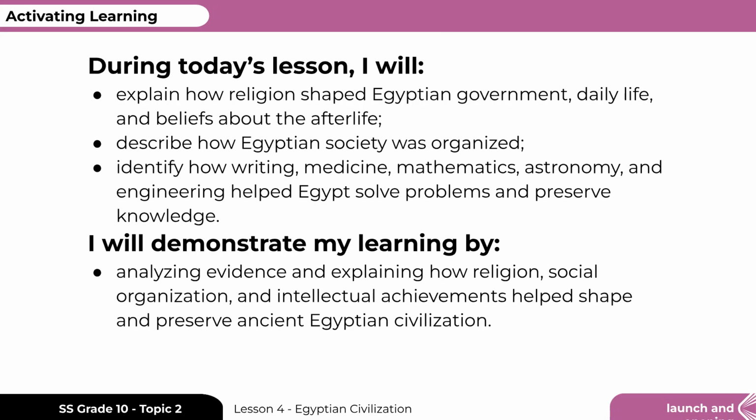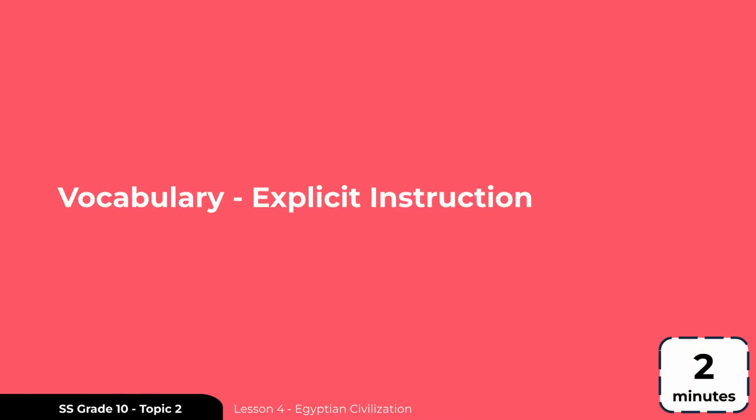During this video, you will learn how religion shaped Egyptian government and daily life. You will also discover how Egyptian society was organized and identify the intellectual achievements that helped solve problems and preserve their history. To help us analyze historical evidence, we will now cover some key vocabulary. Understanding these terms is essential for our lesson today.